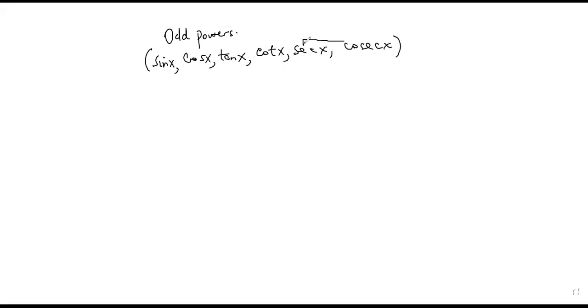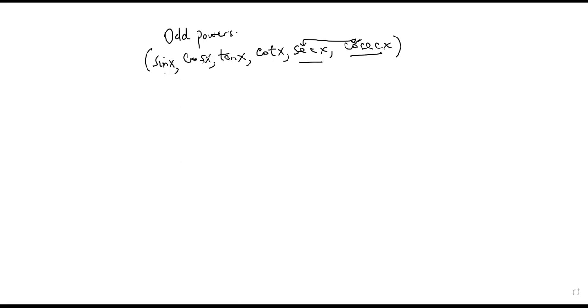However, the odd powers of sec and cosec are looked at under integration by parts, so I'm not going to handle those. We are going to look at them when we start integration by parts. So I'm going to calculate integrals that involve functions with odd powers of sine, cos, tan, and cot.